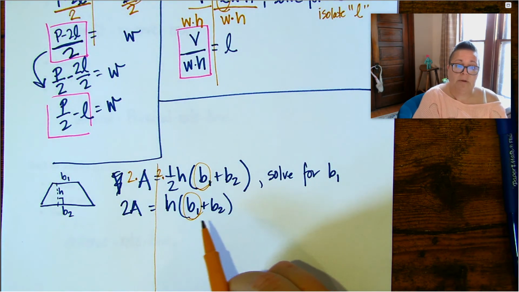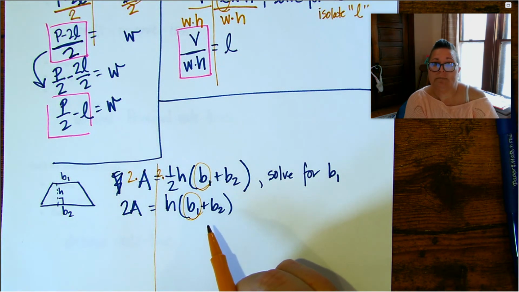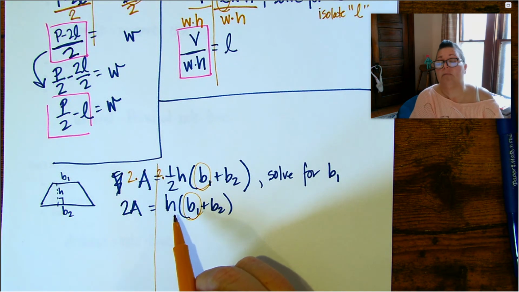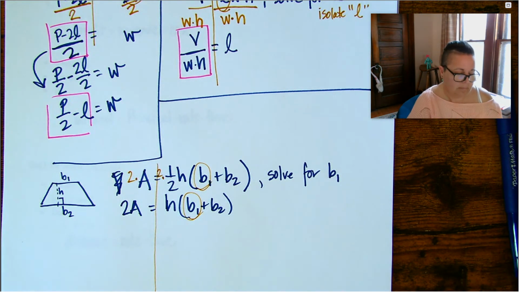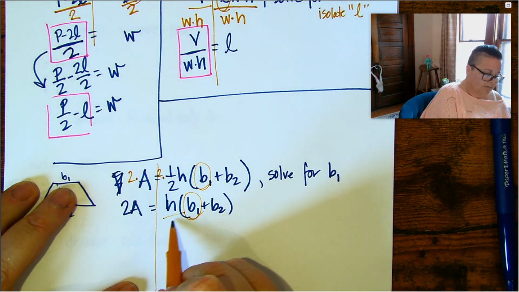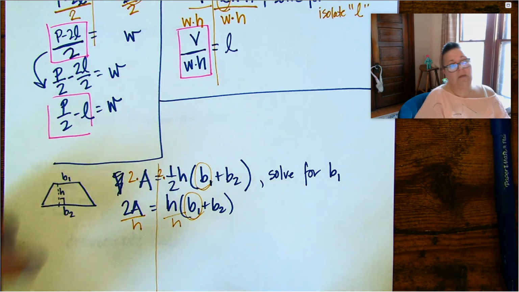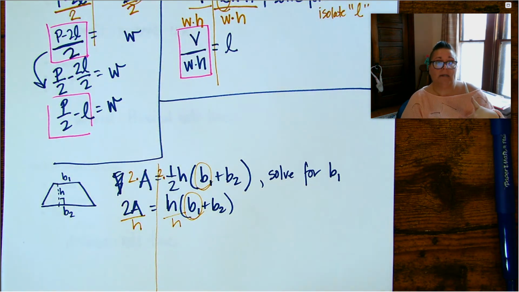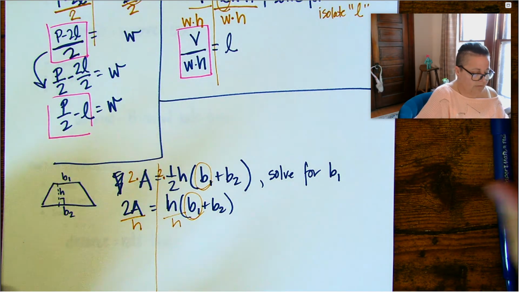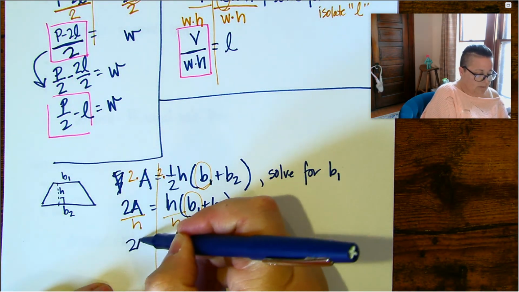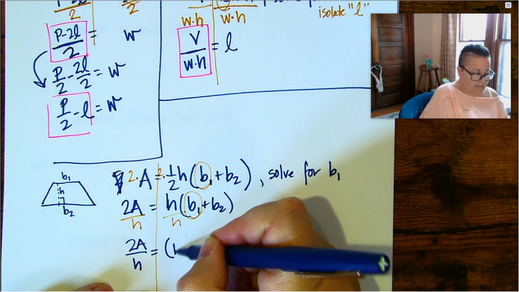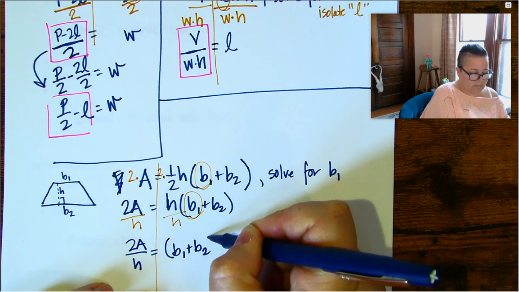Inside the parentheses, B1 is being added to B2. Outside the parentheses, it's still being multiplied by H. So since that's outside the parentheses, I can divide both sides by H. And that's not going to affect the B1 because the B1 is still inside the parentheses. It's still under the covers. Nothing is going to affect it yet. That leaves me with 2A over H is equal to, and now in parentheses, I have B1 plus B2.